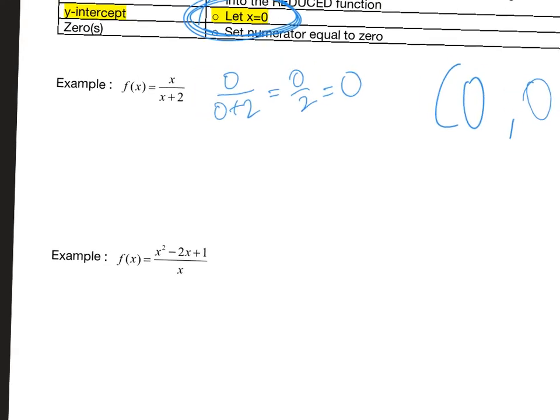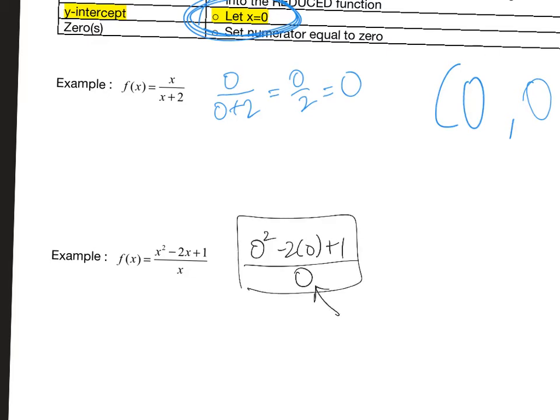All right, so when I plug zeros in for every x, and I get 0 squared minus 2 times 0 plus 1 over 0, this right here lets me know that this entire fraction is going to be undefined. What that means as far as your y-intercept is that there isn't one. Okay, this graph is never going to touch or cross the y-axis. Okay, so you're going to just put no y-intercept.